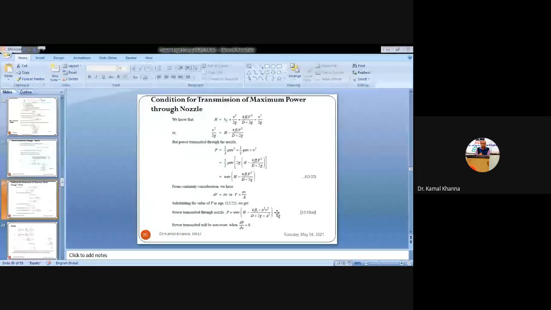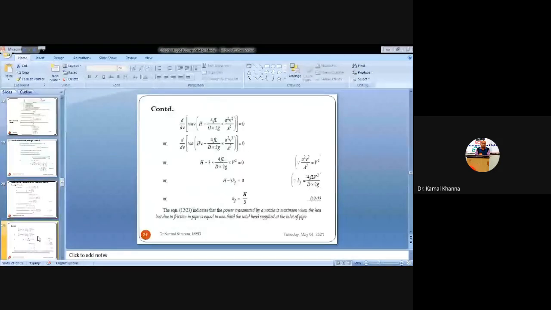This is wav into h minus 4fl a square v square by d into 2g into a square. We are just putting the same value in this expression, and now we are getting d by dv into wav into h minus 4fl a square v square by a square into 2g into d, and equating it to 0.